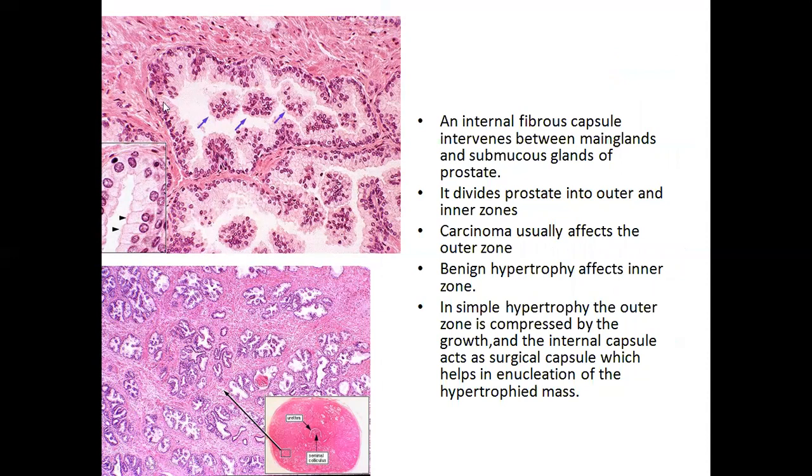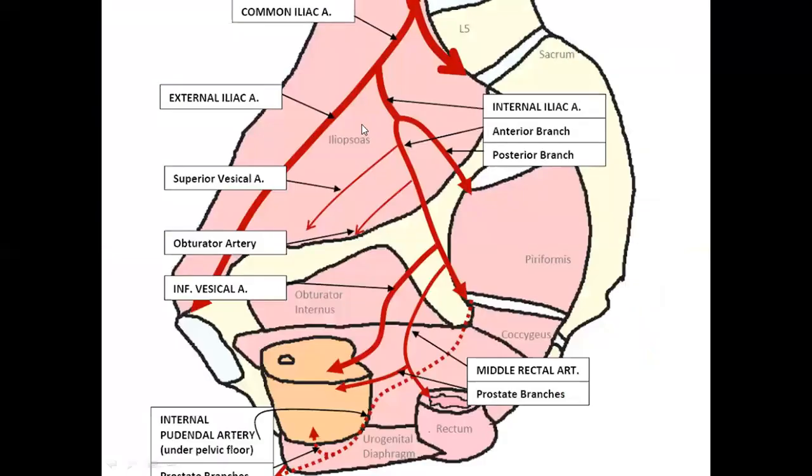See here, it is made up of glandular tissue. In between, you have the fibromuscular stroma. That's the reason we call it a gland with fibromuscular stroma, not purely a gland. It also has smooth muscles and also a lot of collagen fibers in between. That's why it is a gland with a lot of fibromuscular stroma. This will be asked in your viva in histology. You should remember this point.